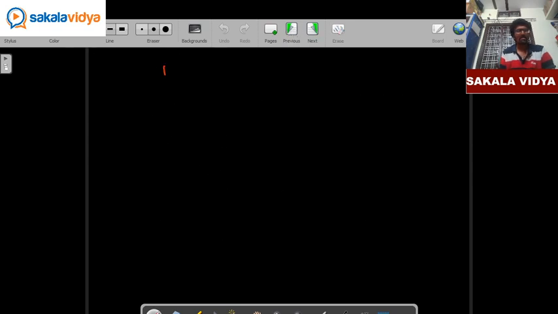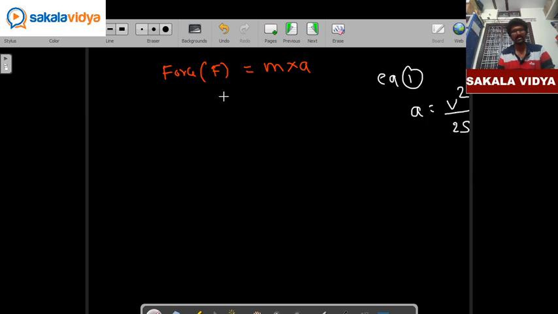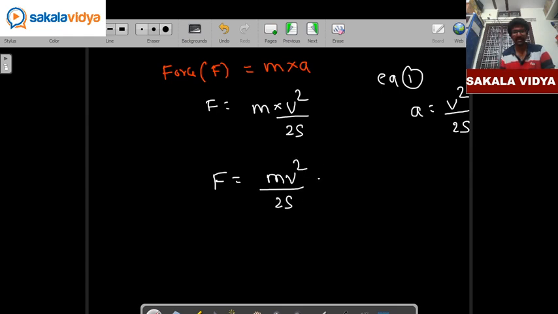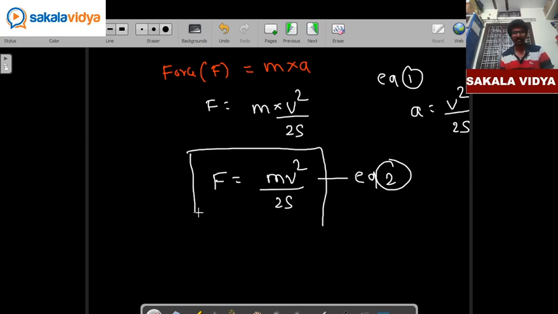So our basic formula, force F is equal to mass into acceleration. What is from equation 1 the value of a? v square by 2s. So force F is equal to m into v square by 2s. So force is equal to mv square by 2s. Let us write this as equation 2. So what is the new formula for force? Force is equal to mv square by 2s.